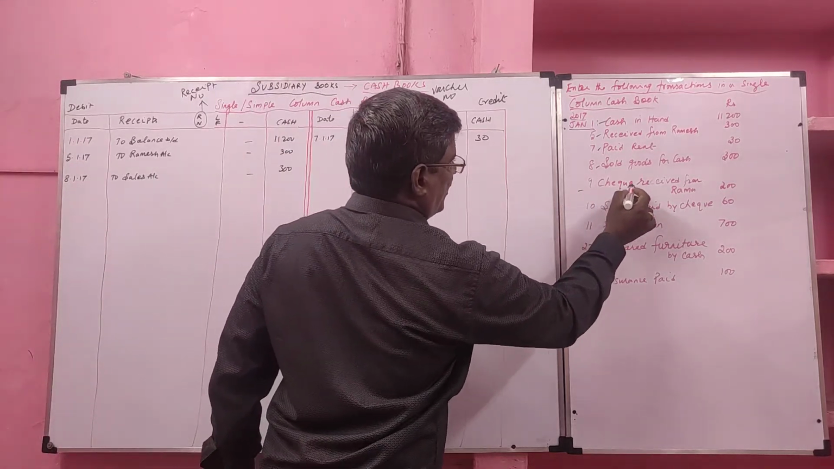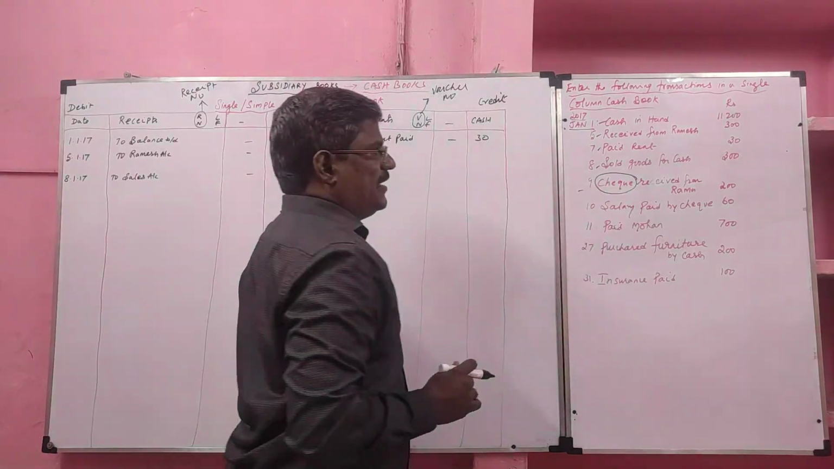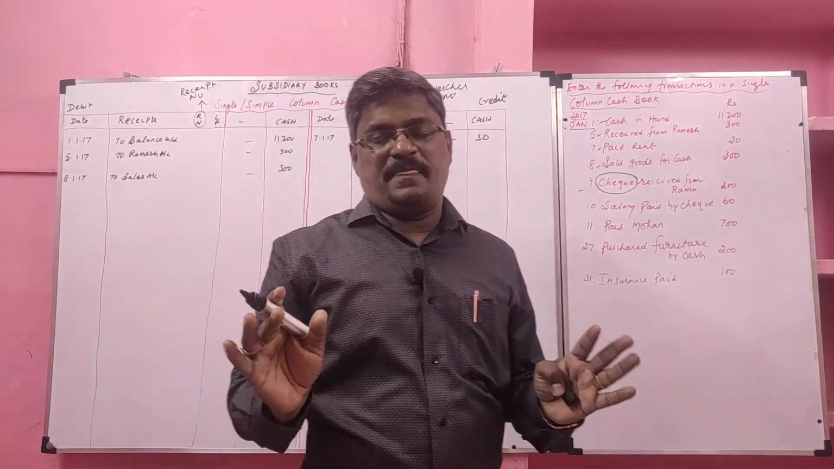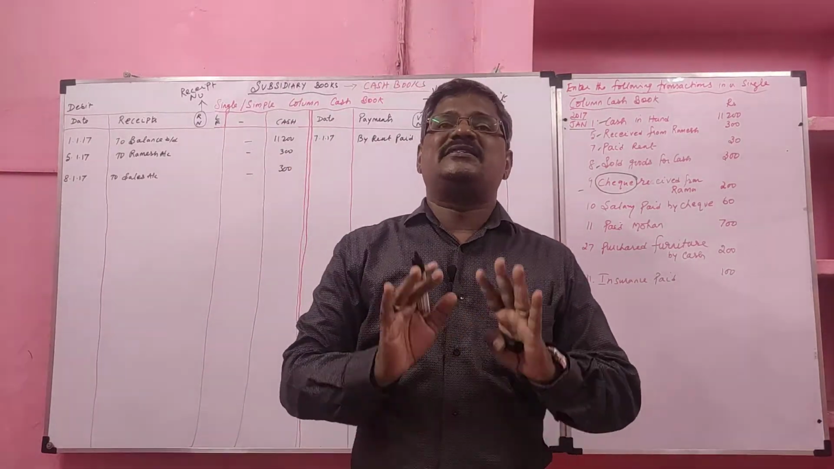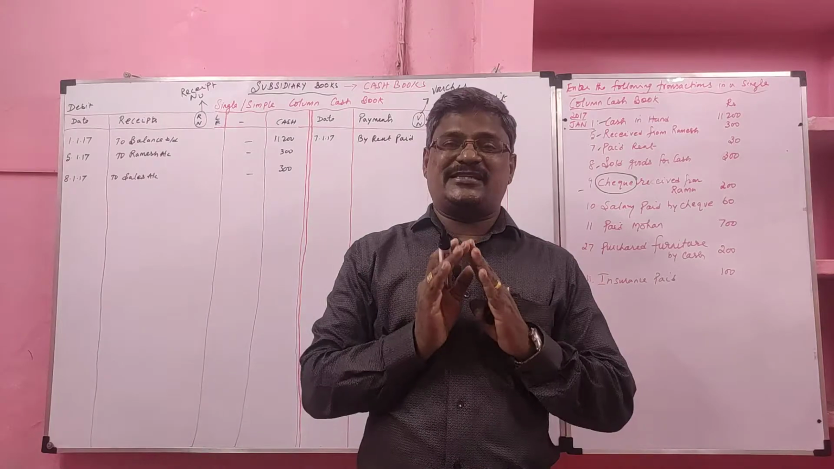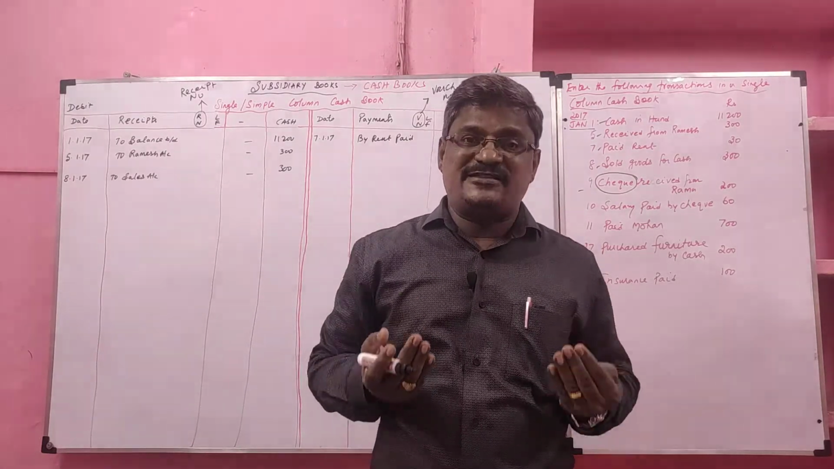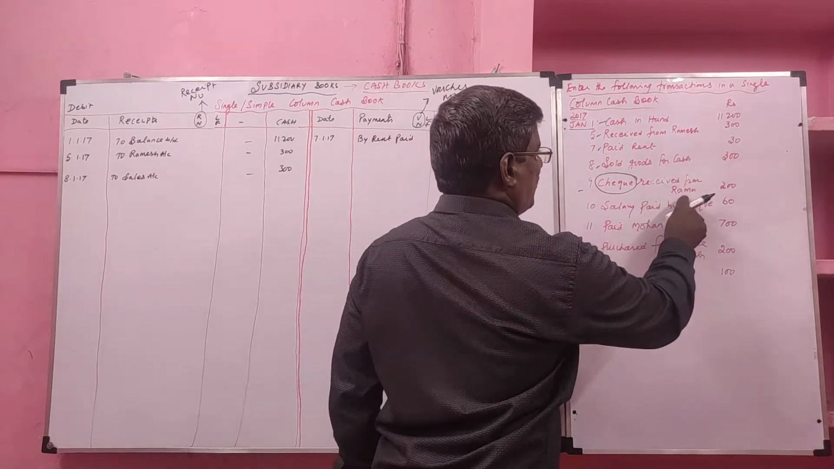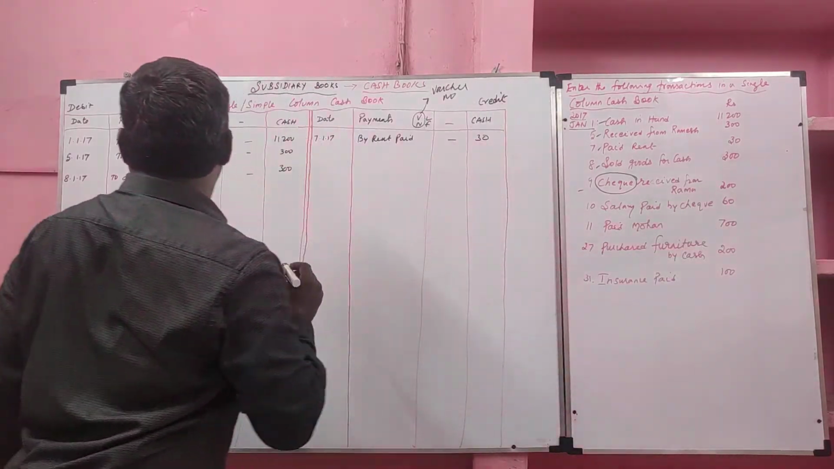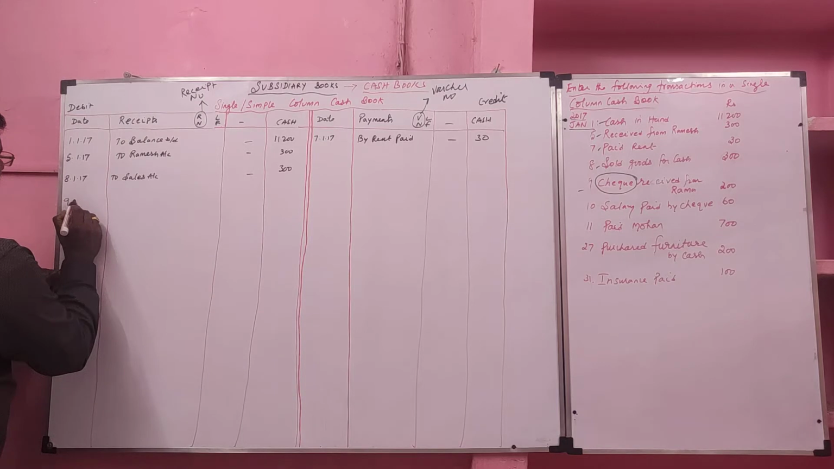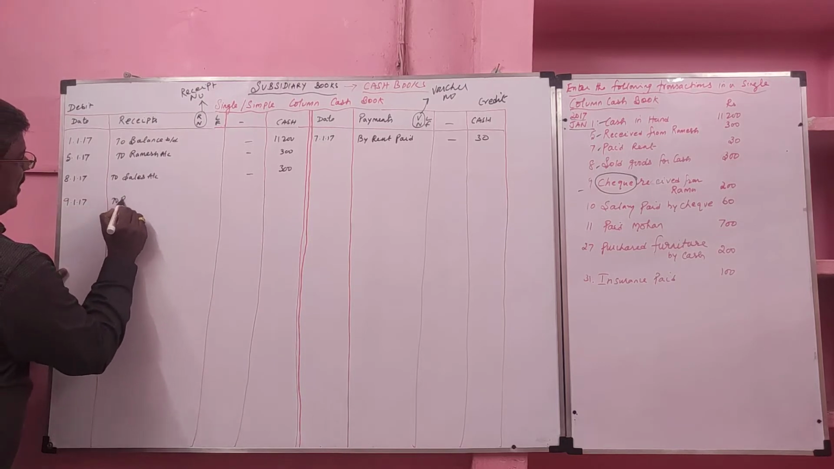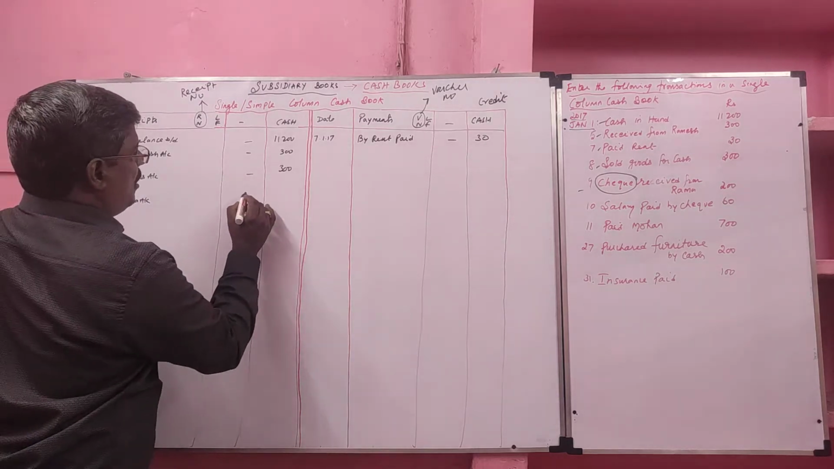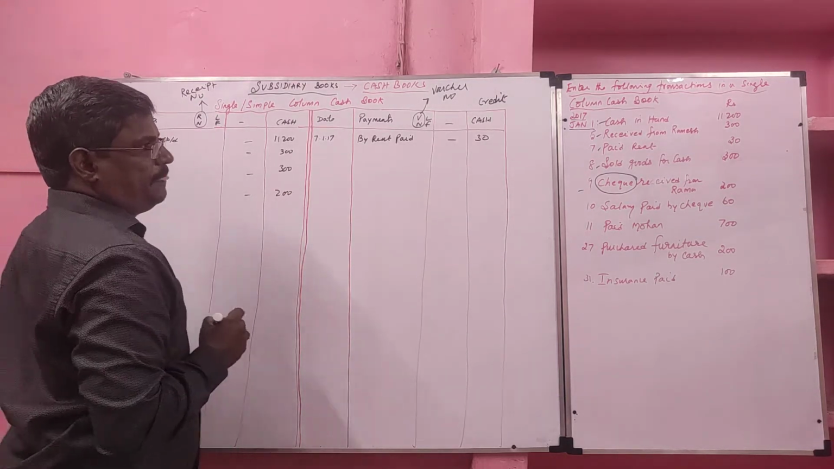Next, very important. Here we are receiving a check. Students, listen carefully. When we receive a check, please treat it as cash received. Once again I am repeating, when we receive a check, treat it as cash received. So check received from Rama, 200. Treat it as cash received to Rama account. How much? 200.